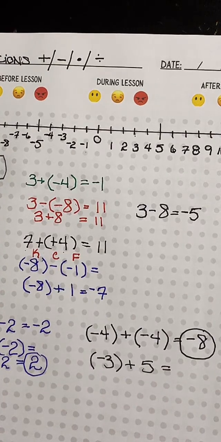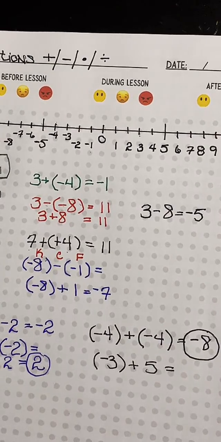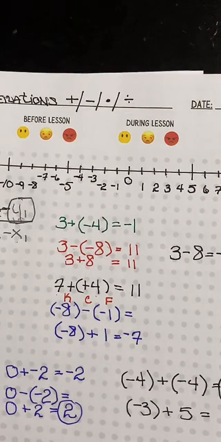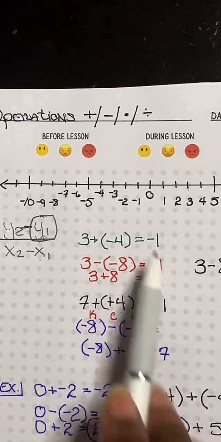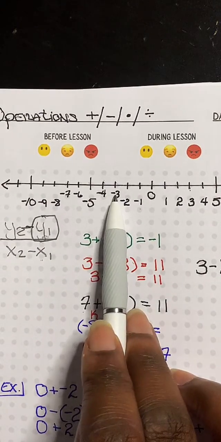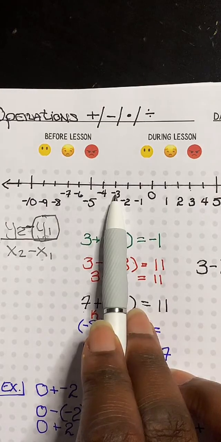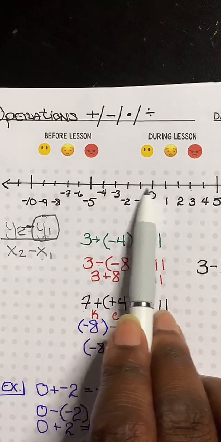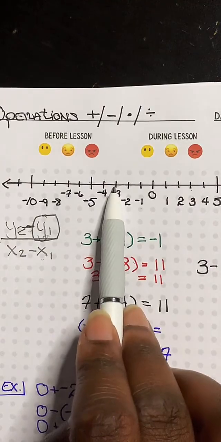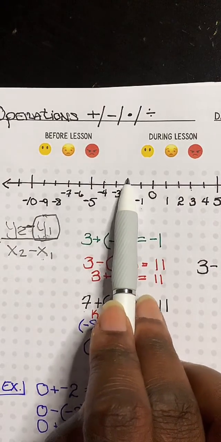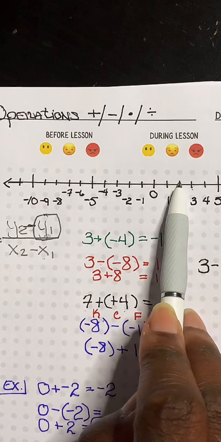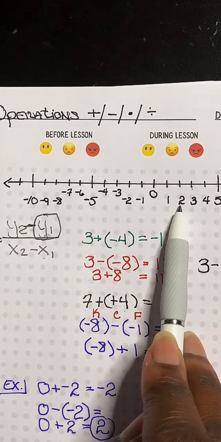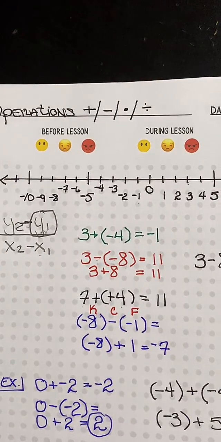Can you show on the number line? Of course. Not a problem. All right, so we have -3 plus 5. So we're going to start at -3. Since it says plus 5, that means I'm moving to the right 5 times. So here are my jumps. 1, 2, 3, 4, 5. And where did I land? I land at 2.